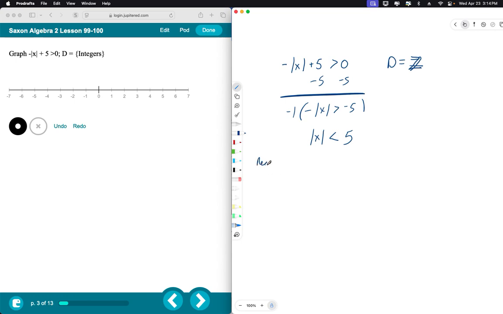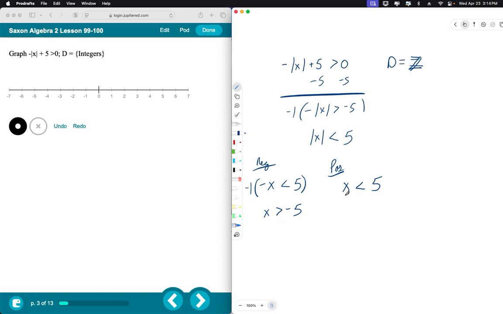We allow for the negative. So it's going to be negative x is less than 5. Multiply everything by negative 1 to flip it, x is greater than negative 5. Now we allow for the positive value of x, which would just be what it is, just like that. So when we graph that, we're going to graph x is greater than negative 5. x is less than 5.